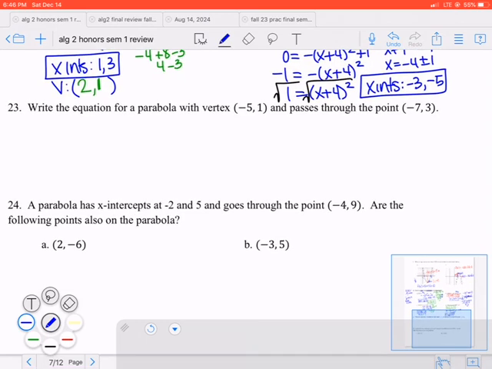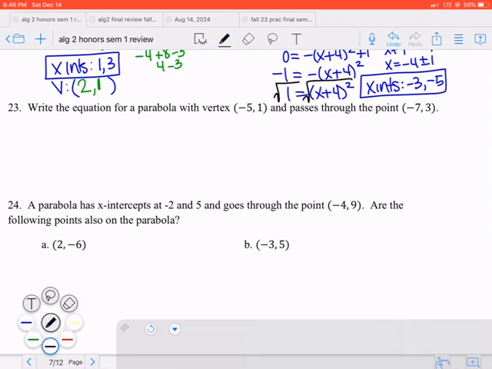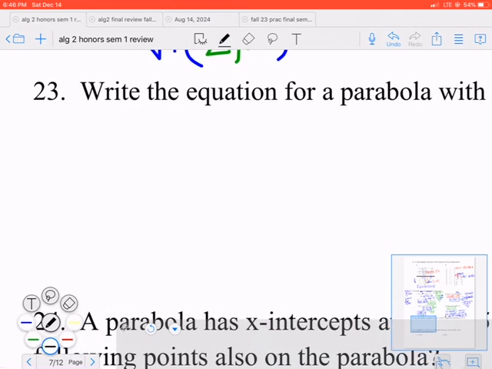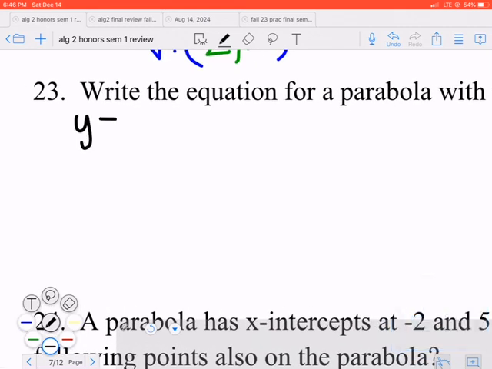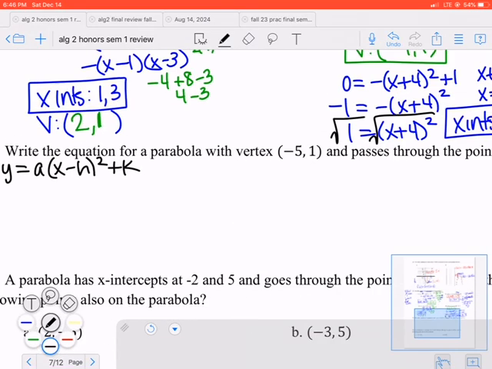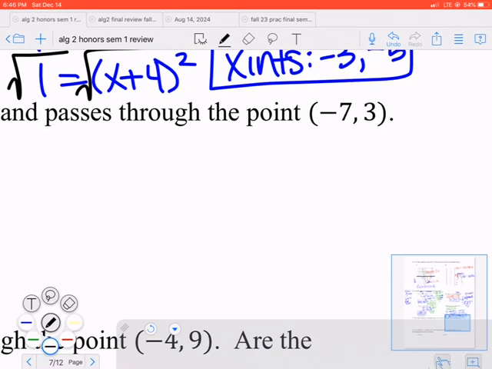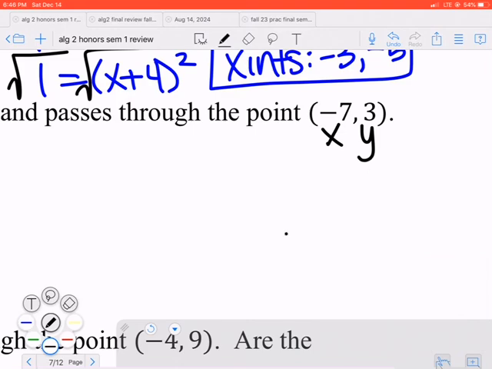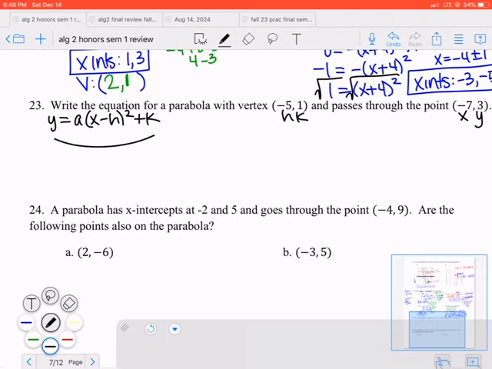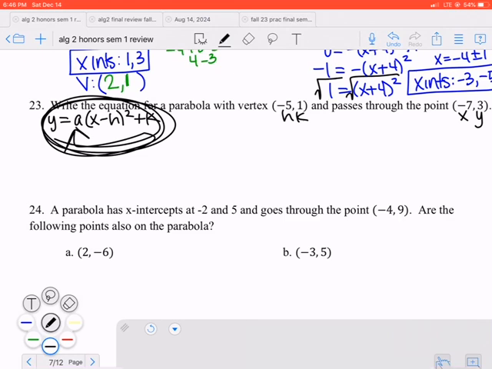All right. Write the equation for a parabola with a vertex and passes through this point. So vertex form for a parabola, a times (x minus h) squared plus k. So our vertex is the h and the k, and this is just some random point. That'll be x and y. Because for vertex form, we need h and k, and we also need a. So I'm going to plug all those in to solve for a.